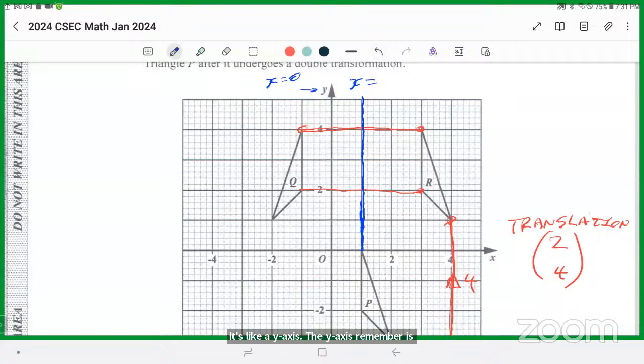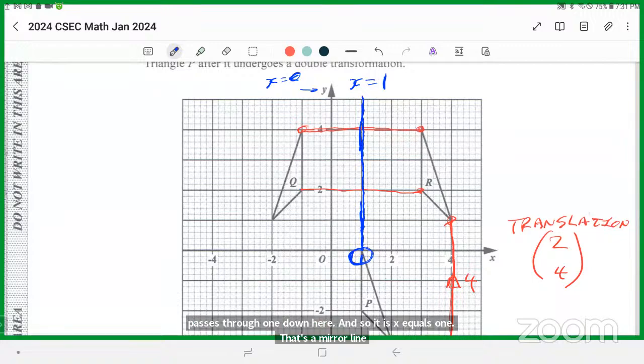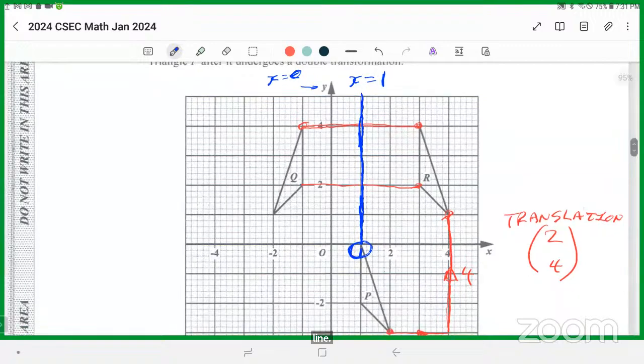So lines vertical like the y-axis will carry that form of an equation, x equals a number. It passes through 1 down here. See, it passes through 1 down here. And so it is x equals 1. That's the mirror line, x equals 1. All right, so the answer is reflection in the line x equals 1.